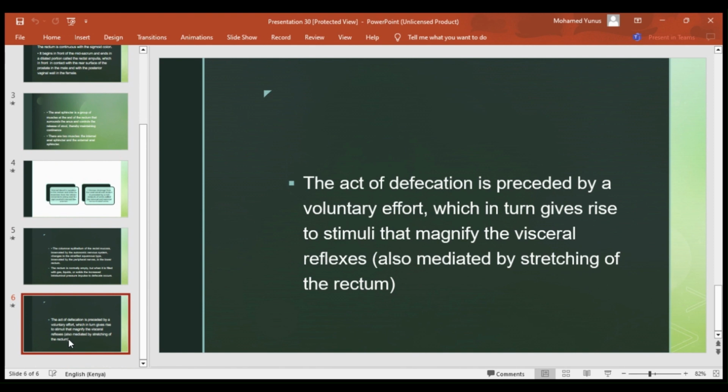The act of defecation is preceded by a voluntary effort, which in turn gives rise to stimuli that magnify the visceral reflex, also mediated by stretching of the rectum. That's all that we have to have at our fingertips about the rectum and the anus, and that's the end of the digestive system.